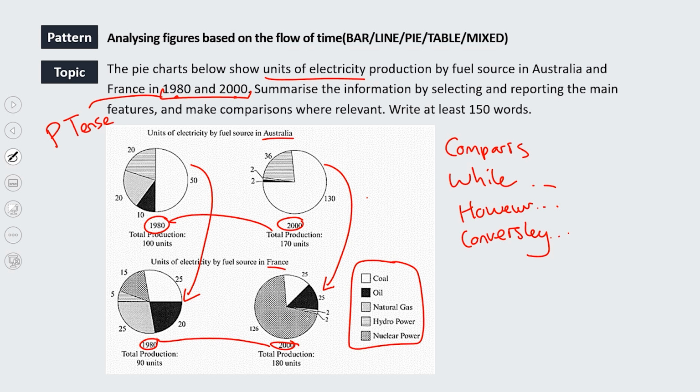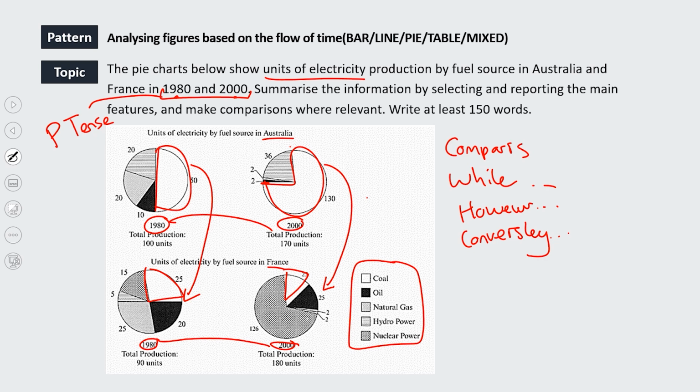So if I was going to talk about this in my overview, I'm looking at this and I'm thinking, what are the three biggest points? I want to talk about the fact that coal increased. So the first thing I see is, okay, coal really increased in Australia during this period, but it decreased in France. Okay, so it's comparison one. Coal increased in Australia in this period. However, conversely, on the other hand, it decreased in France. Okay, that's your trend number one. That should be mentioned in your overview, and then you should expand that in detail later on in your answer.